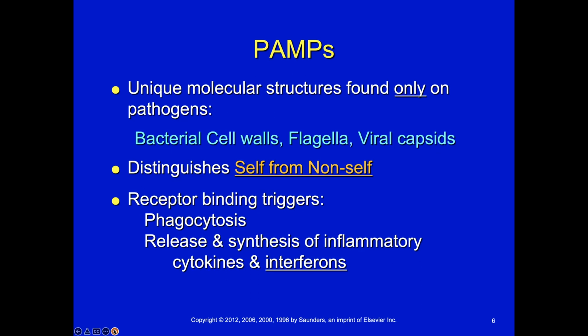So we have lots of immune cells, but we only want those cells to attack invaders that come into us that are not our own cells. So this is a very important concept, and we'll be talking about this a lot more in our next lecture. When the receptors bind, this triggers 2 main events. 1, phagocytosis, and 2, the release and synthesis of various inflammatory cytokines and also interferons. So I have mentioned interferons before. They are involved in preventing the spread of viral infections.